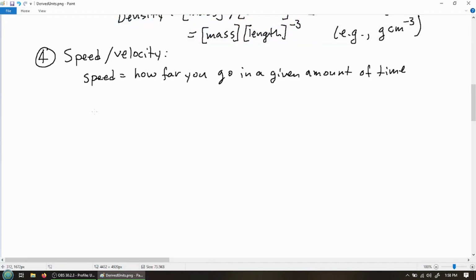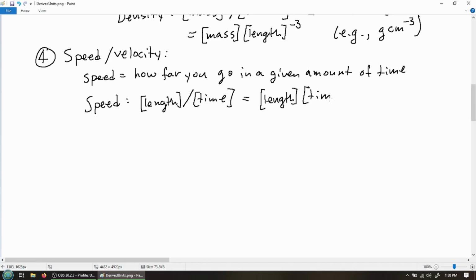Okay, so having said this, right, we can say that speed is going to have units of distance, right? But we would probably express distance in length. So it's going to have units of length per time, or of course, you might see this as length times time to the -1.